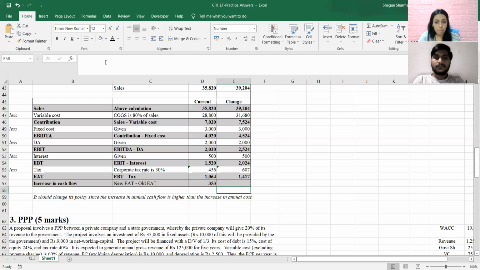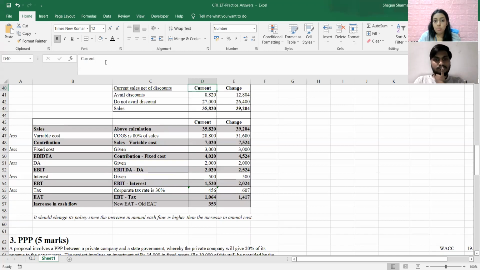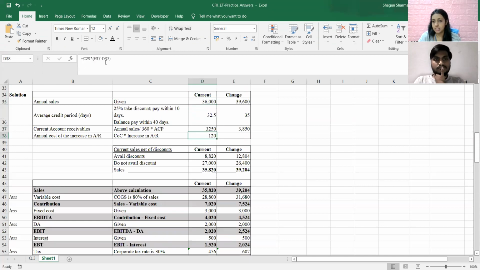Okay. अब मेरा earnings under the new policy is 1417. Earnings under old policy was 1,064. So I am making an extra earning of 353. Now this earning is more than the kharcha I incurred because of the policy change. So because the incremental earning is more than the incremental cost, I should go for this policy. That is the conclusion. Rohan, any doubts?